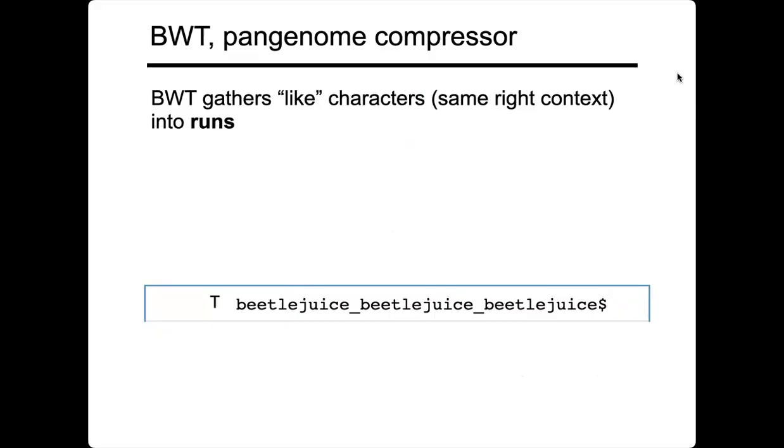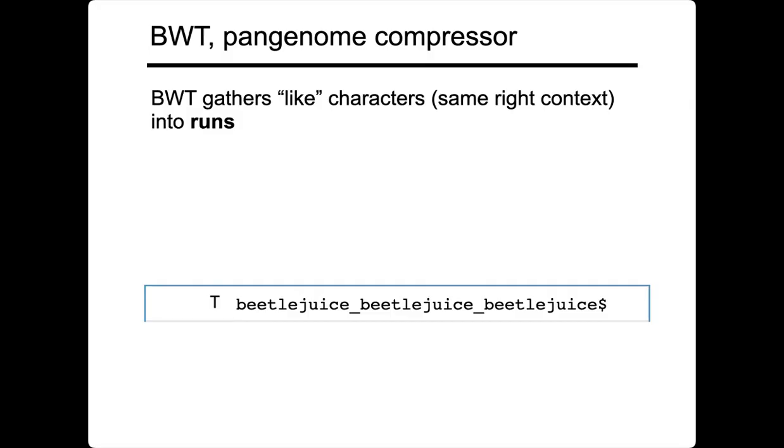So why is this order a useful order? Like, why put the letters in order by their right contexts? Well, interestingly, the first reason why people did this didn't have anything to do with indexing. It was not invented for indexing. They didn't have us in mind. It was invented for compression. And it turns out that compression and indexing are almost the exact same problem.